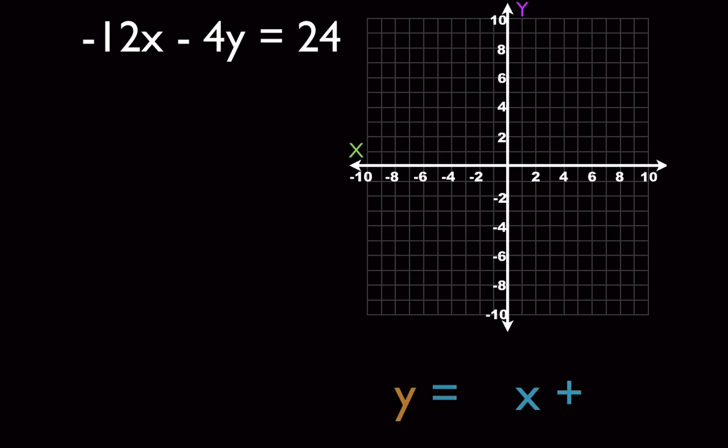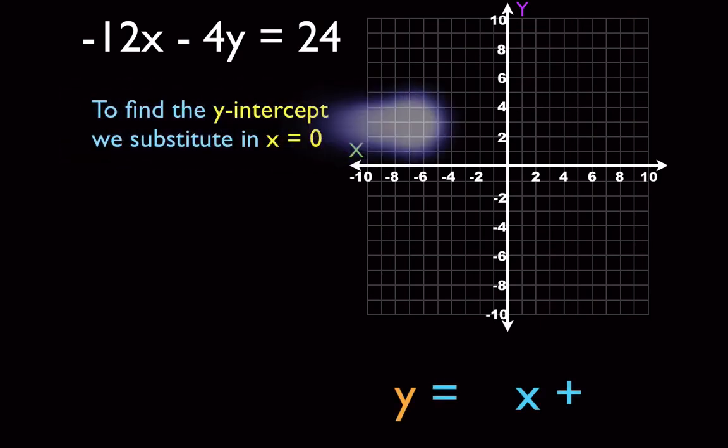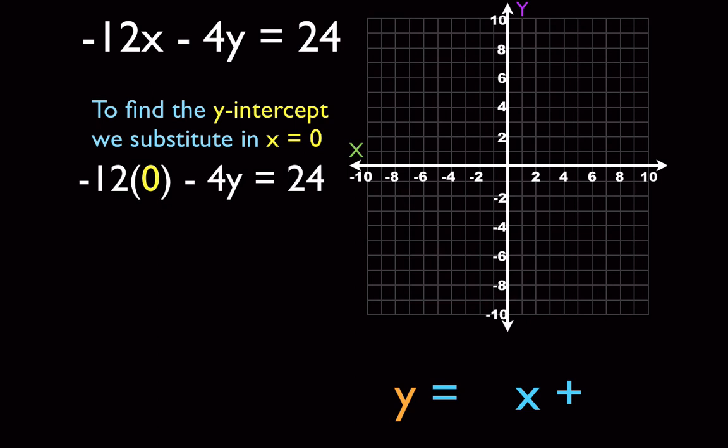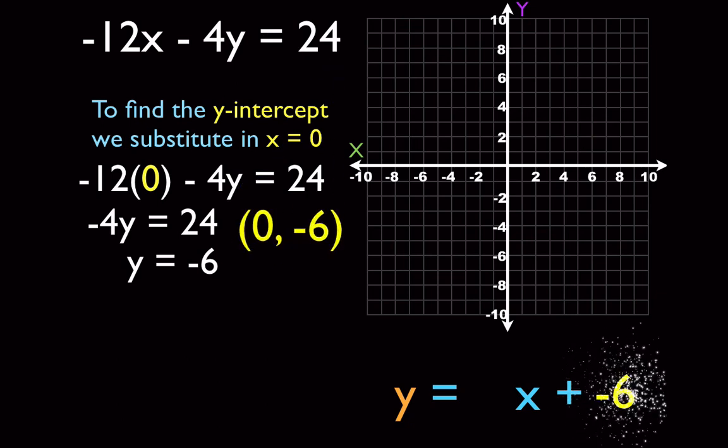Okay, so the first thing we're going to do is figure out our y-intercept by plugging in 0 for x. I'm going to get negative 4y equals 24, so y would equal negative 6. I can go ahead now and label that down below, as well as label it on my axis.